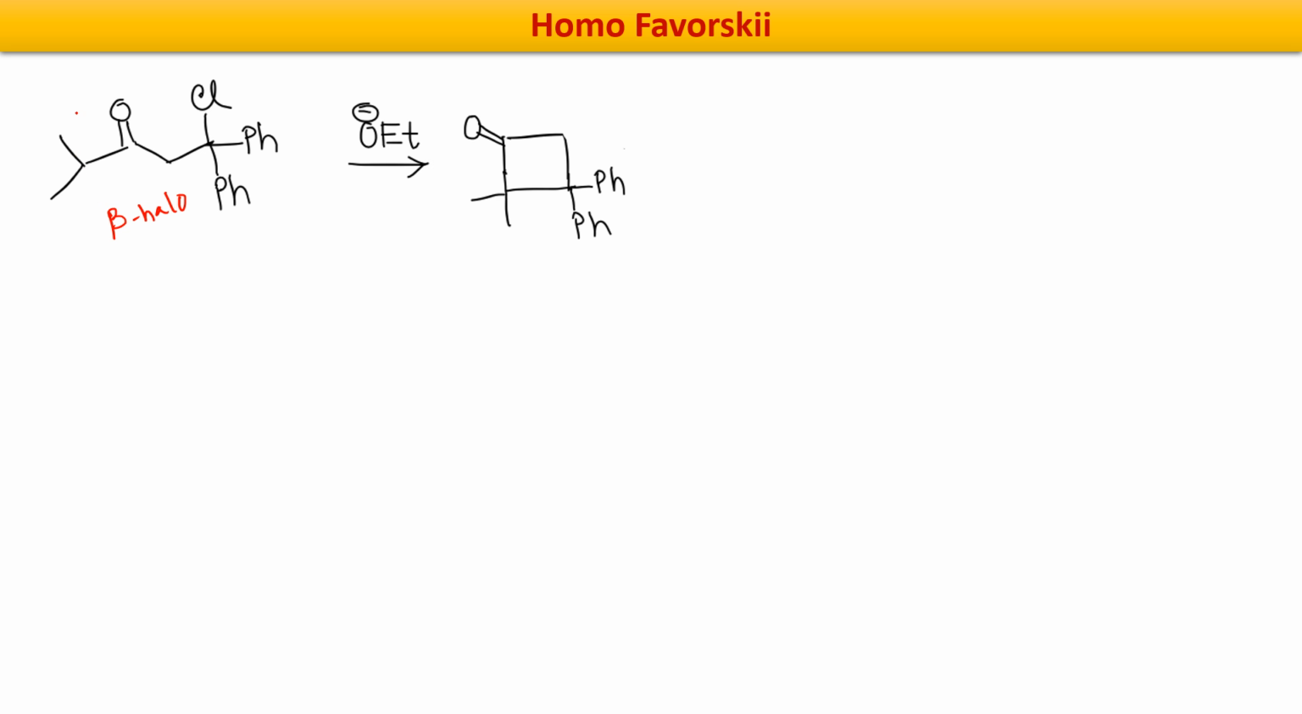Once the negative charge is generated here, it can attack here. And see, as it is 1, 2, 3, 4, it is attacking at the 4 position. So that is why you will get a 4-membered ring, unlike the classical mechanism where we get a 3-membered ring, because in that case chlorine is at the alpha position, but now it is at the beta position. So this is alpha, this is beta, and at the beta position we have chlorine.